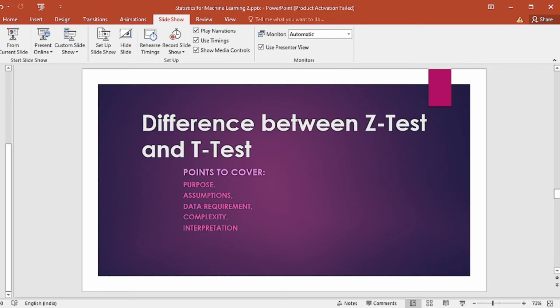Now, how to interpret the results of a z-test or t-test? Compare the test statistic z or t to the critical value from the z or t distribution table, or compare the p-value to your significance level, for example 0.05. If the test statistic exceeds the critical value or the p-value is less than the significance level, reject the null hypothesis.